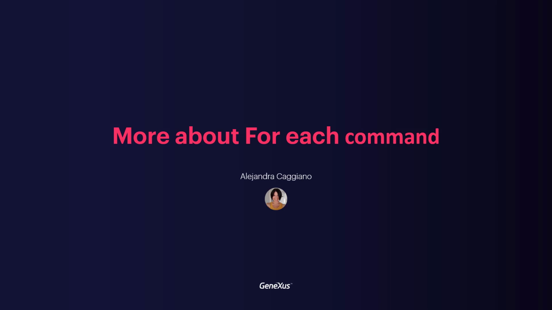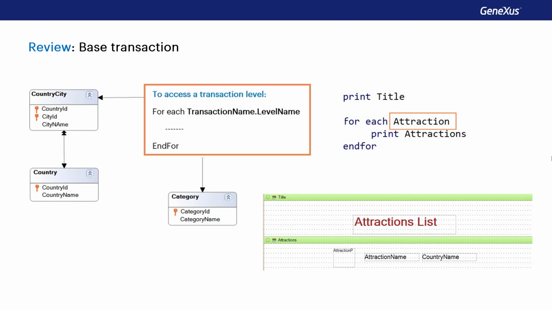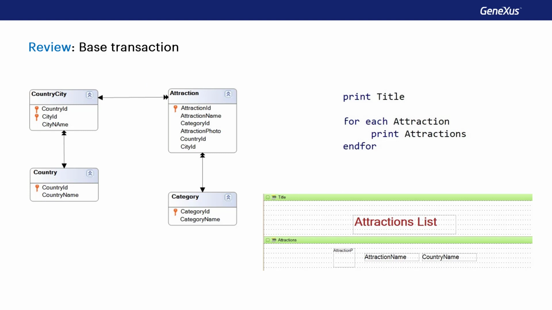Remember that GeneXus determines the base table of the ForEach command, taking into account the name of the transaction that we declare next to the ForEach command, which corresponds to the name of the base transaction, that is, the transaction whose associated physical table we want to run through. In addition, the attributes declared within the ForEach command, whether in print blocks, where and order clauses, and so on, must belong to the extended table of the ForEach command's base table.